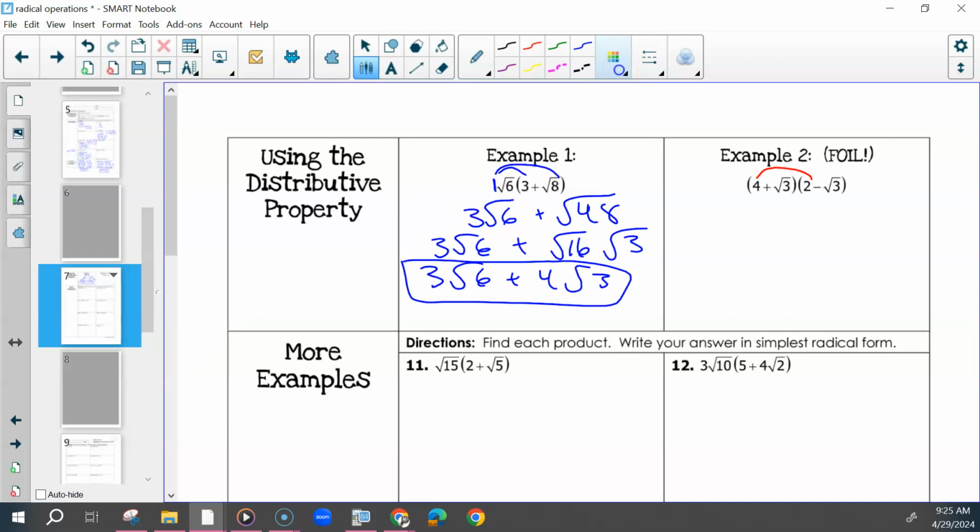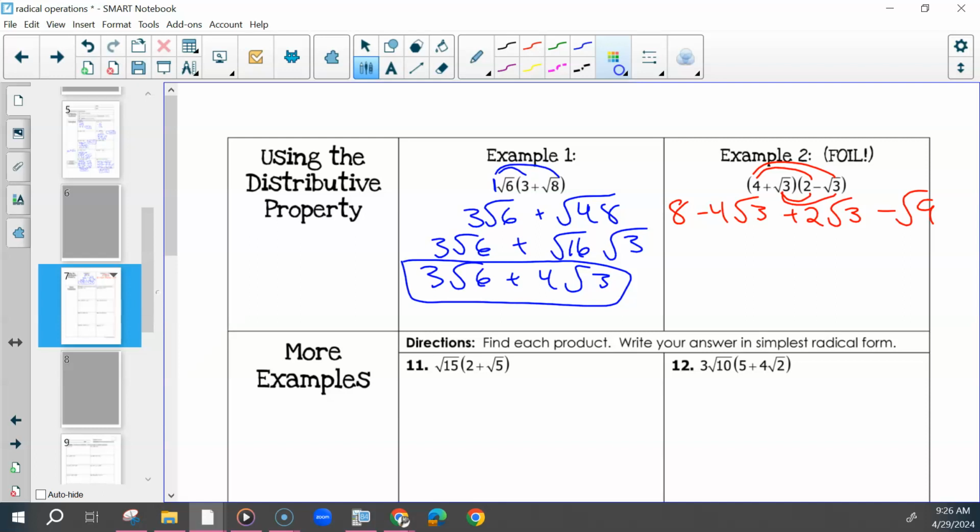So 4 times 2 will just give us 8. 4 times negative root 3, multiply 4 and negative 1, and just bring the root 3 next to it. Root 3 times 2 would give us 2 root 3. And then if I multiply root 3 times negative root 3, what would that give us? Negative 9. So in a lot of the examples where you're multiplying binomial pairs of radicals, one of them is going to be a perfect square.